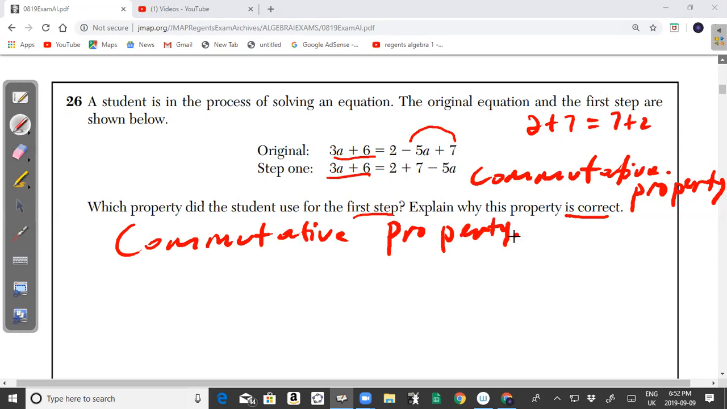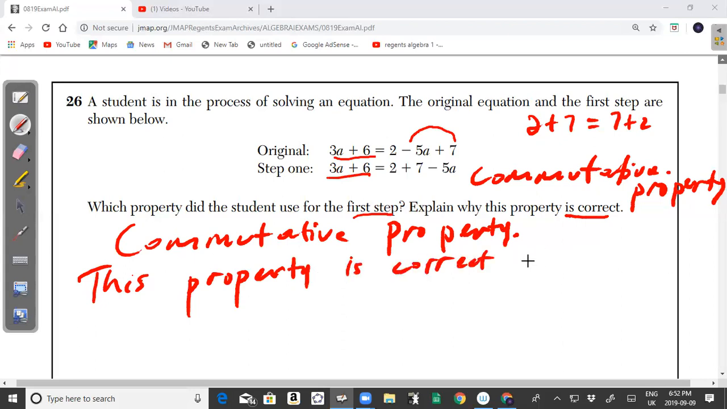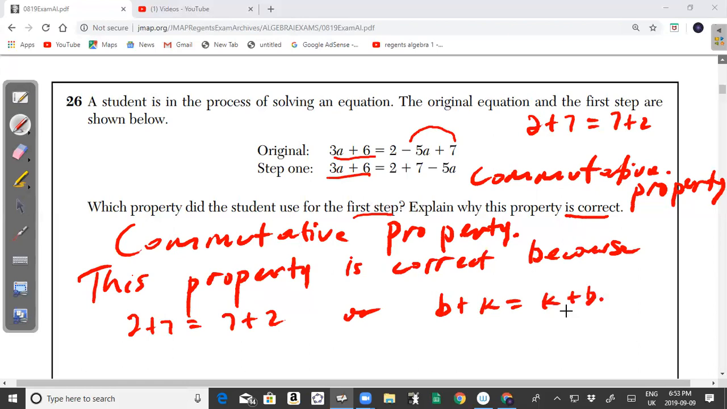They also wanted a reason why this property is correct. I could say that the property is correct because 2 plus 7 is the same thing as 7 plus 2. It could use any other numbers or letters. It could say b plus c is the same thing as c plus b. So this property is correct because 2 plus 7 is the same thing as 7 plus 2, or b plus k is the same thing as k plus b. That's the commutative property. So question 26 is this answer here.